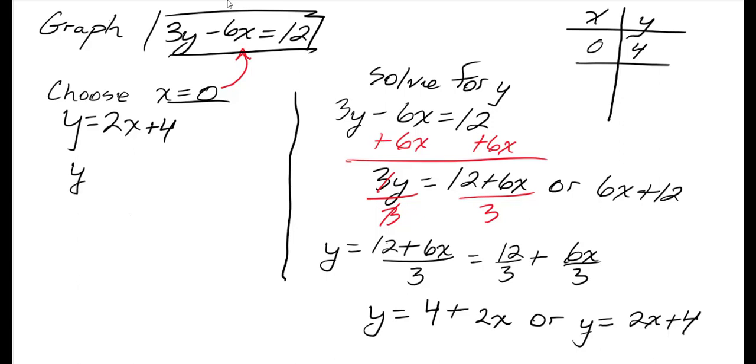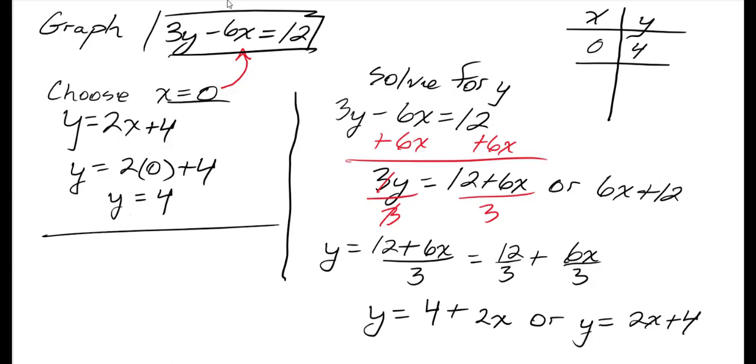Now if I chose x to be 0 and insert 0, look how easy it is now to get my y value. Now I just calculate 2 times 0 plus 4, y is 4, and I'm done.